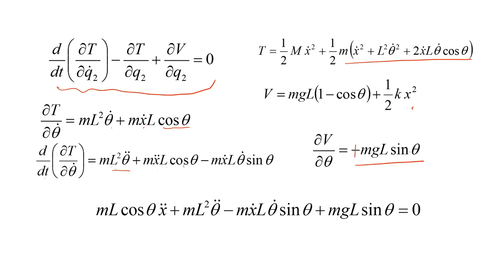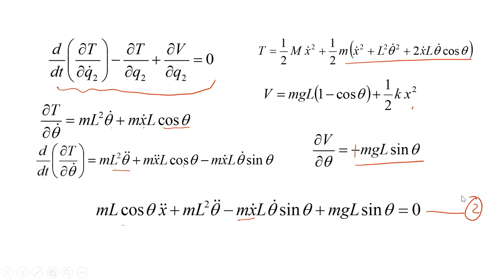Okay. So, we can write the differential equation. The second differential equation is m l cos theta x double dot plus m l square theta double dot minus m x dot l theta dot sin theta plus m g l sin theta. So, this is equation number 2.